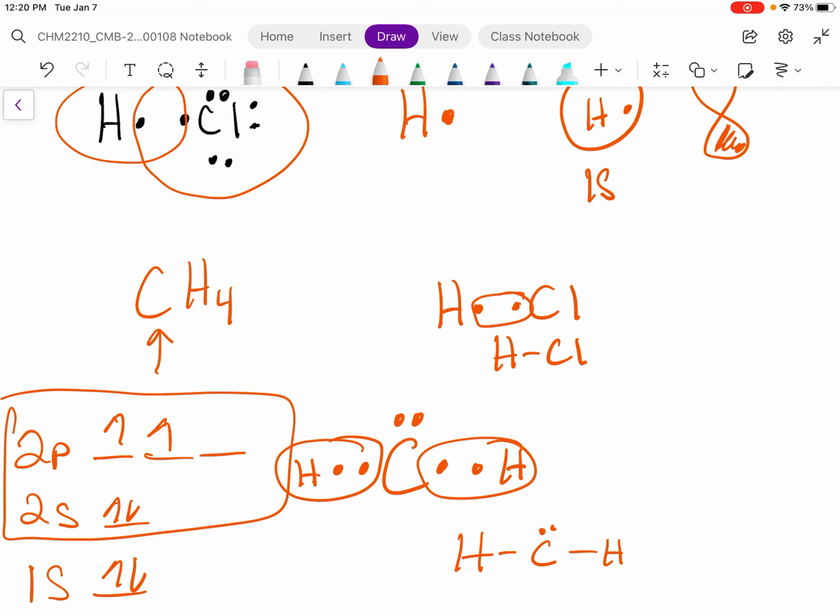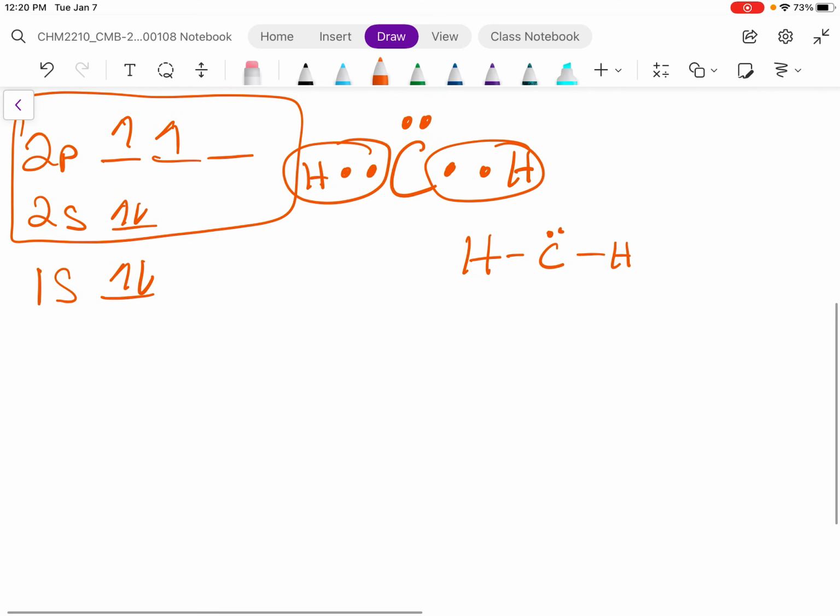Question or comment? Comment. Okay. Do the electrons from the 2s orbital go to the 2p orbital, so it has 4 areas of bonding? No, it does not do that. But that's a good thought. Okay.